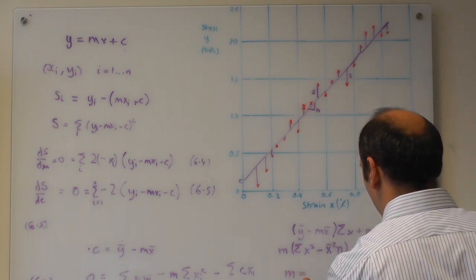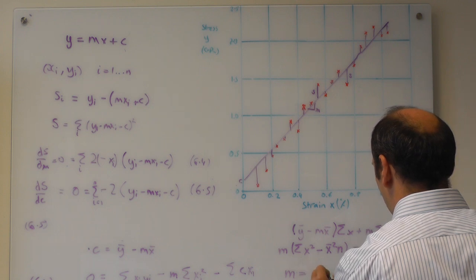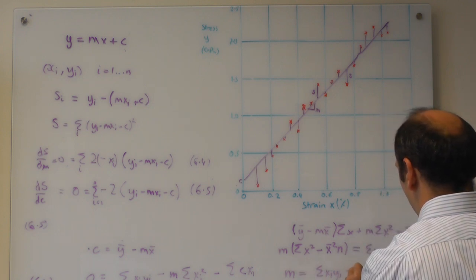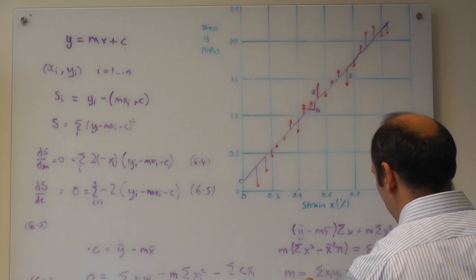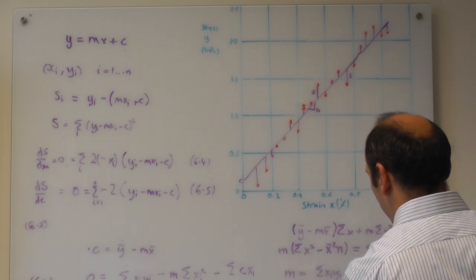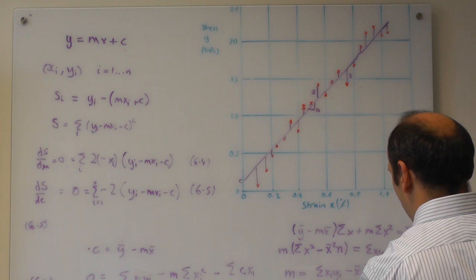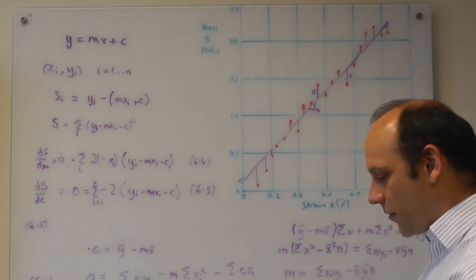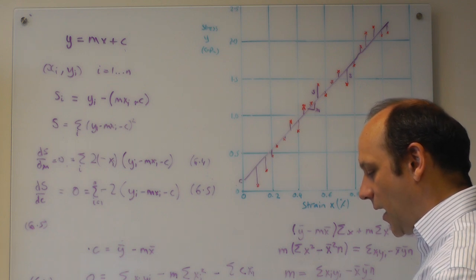So I've now got m is equal to the sum of x_i y_i minus x bar y bar n, divided by the sum of x squared minus x bar squared n. Okay, very good.